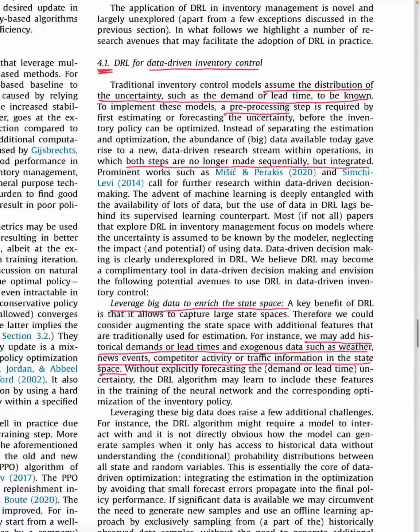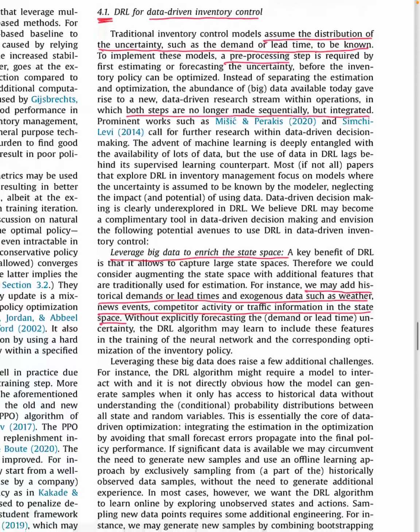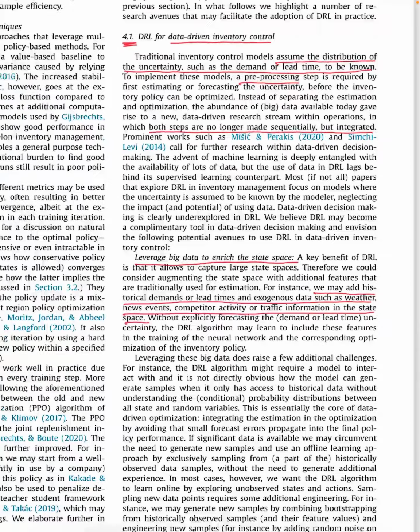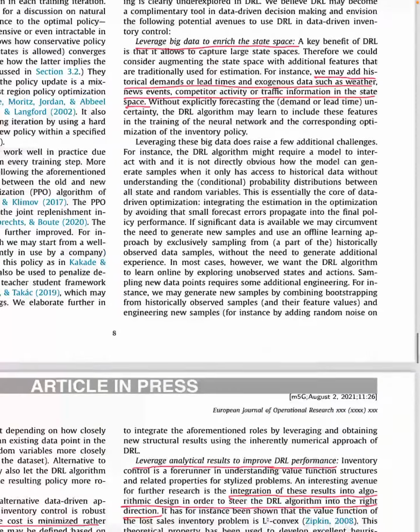One possible use is leveraging big data to enrich the state space. For instance, using DRL, we may add historical demands or lead times and exogenous data such as weather, news events, competitor activity, and so on in this state space. That may give better results.